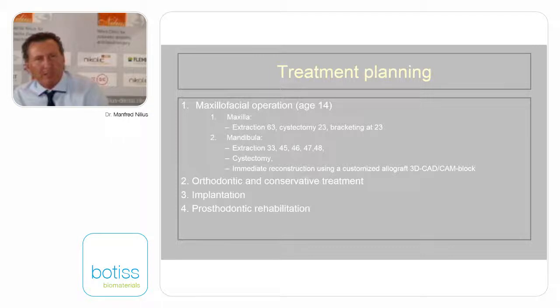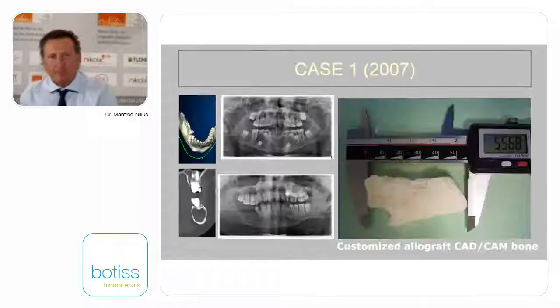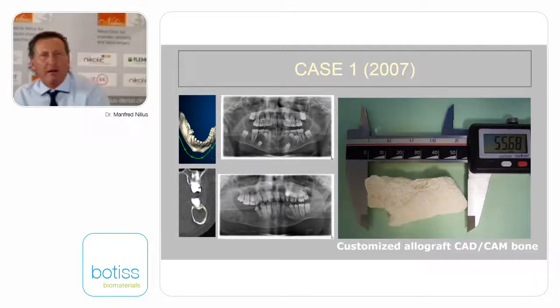Meanwhile, the treatment was going on. We pushed him into orthodontic treatment and conservative treatment. Later on, we made implantation and prosthodontic rehabilitation. This is a case before operation, and in the lower part you can see the reconstructed bone. This was a very big size, almost 5 centimeters. It was specially made, customized for this patient.